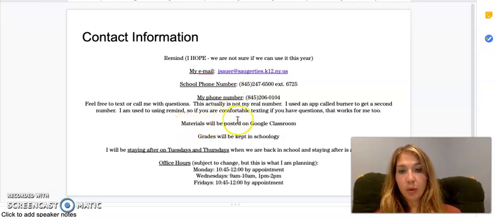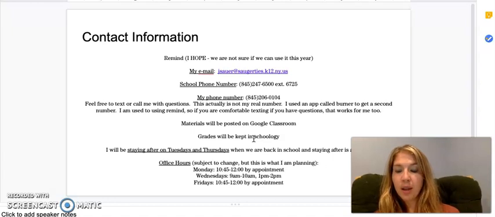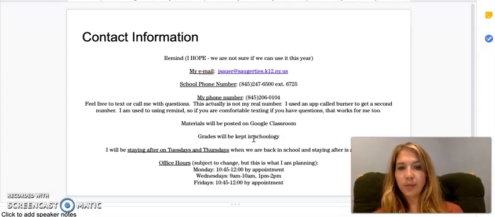My materials will be posted on Google Classroom. Grades will be kept in Schoology. So that is two places to check. But I find that more teachers use Google Classroom, so I switched to that for assignments. And then for the grades, I really do like the Schoology gradebook better. I think it's a little more organized.